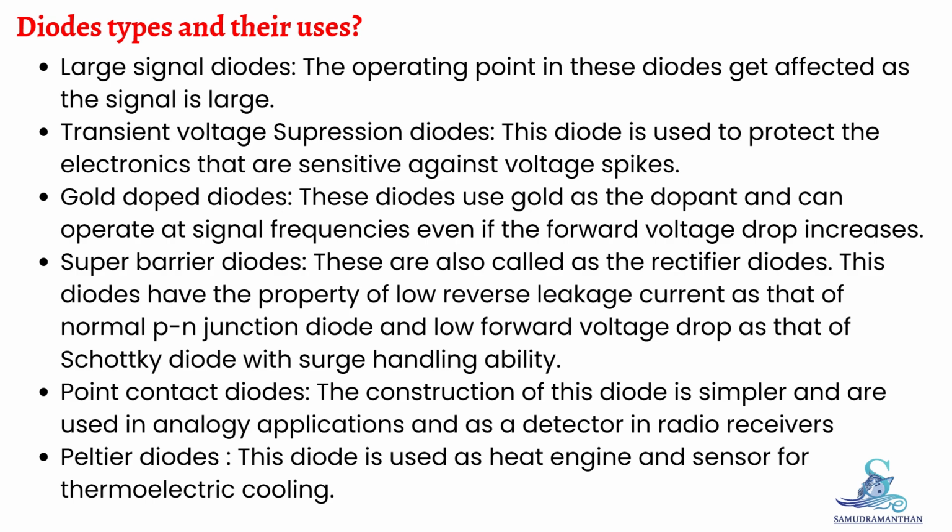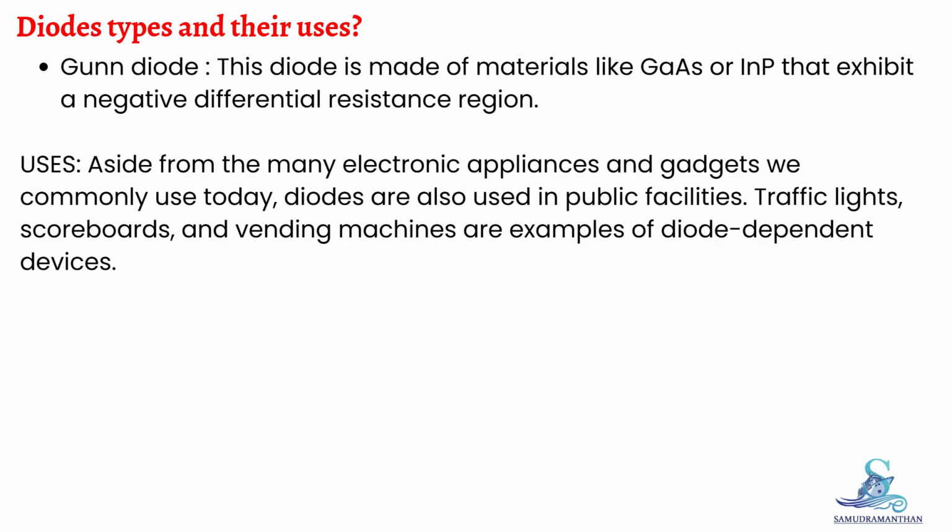Point contact diodes. The construction of this diode is simpler and they are used in analog applications and as a detector in radio receivers. Peltier diodes. This diode is used as a heat engine and sensor for thermoelectric cooling. Gunn diode. This diode is made of materials like gallium arsenide or indium phosphide that exhibit a negative differential resistance region.